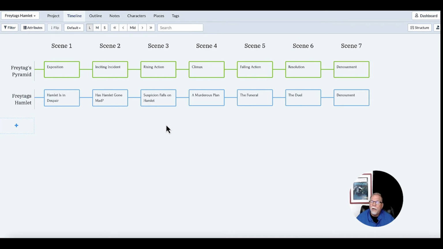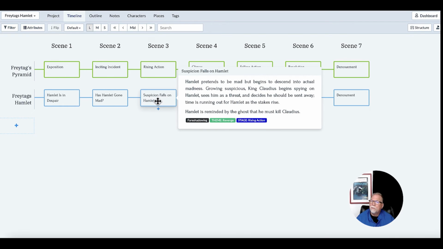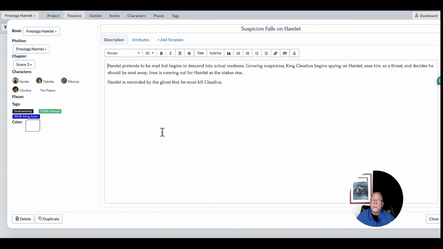As we move into the rising action, we see that suspicion falls on Hamlet. Hamlet pretends to be crazy, but he starts to actually grow crazy. The king grows even more suspicious and begins spying on him. And then he sees him as a threat and decides he should be sent away. Time is running out for Hamlet and the stakes rise.